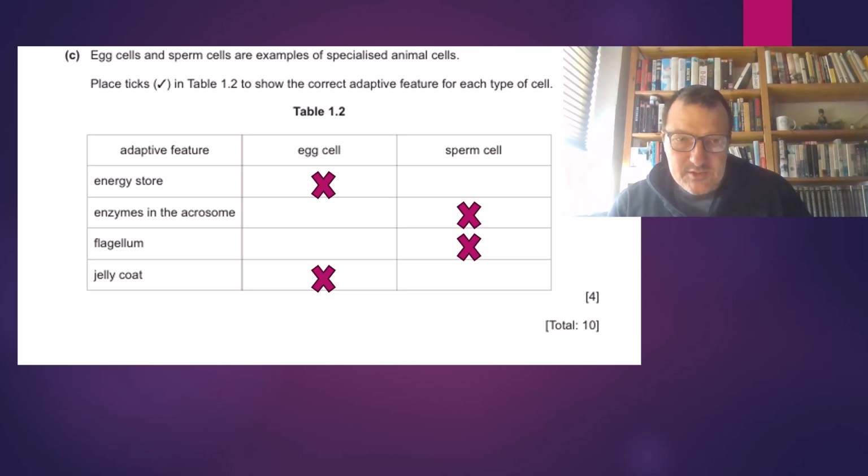The egg has an energy store, and the enzymes in the acrosome are the enzymes that the sperm uses to penetrate and get in through the jelly coat. The flagellum is used for movement by the sperm, and the jelly coat is outside the egg. So if you get these right, again, these are easy points.